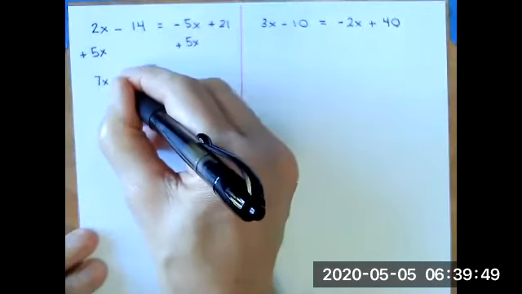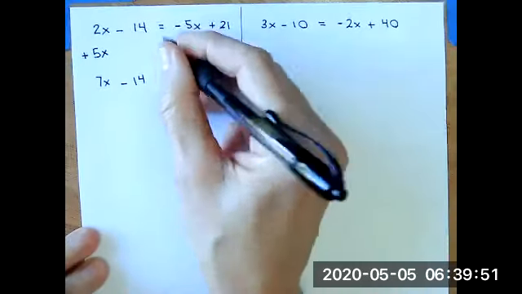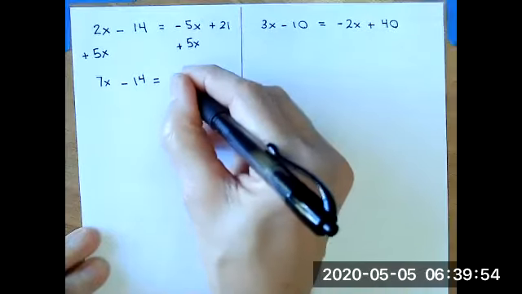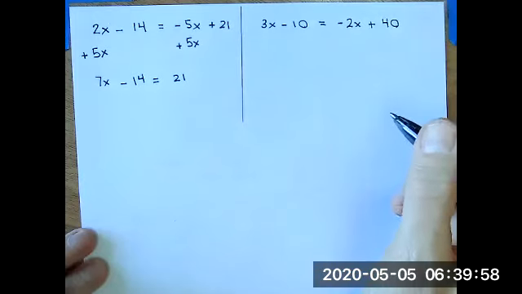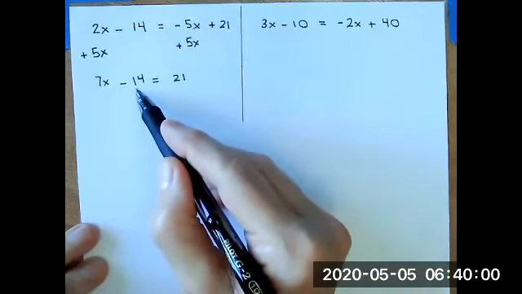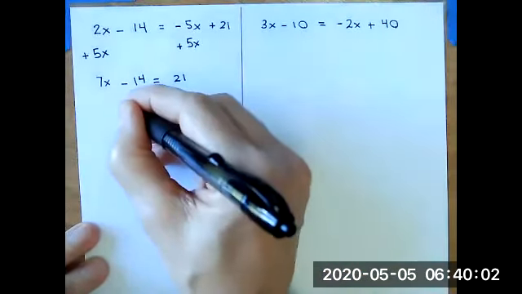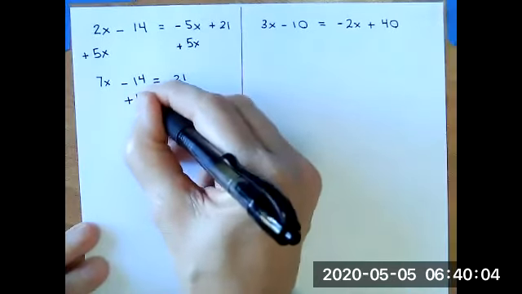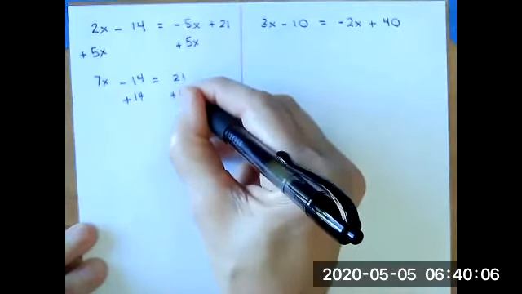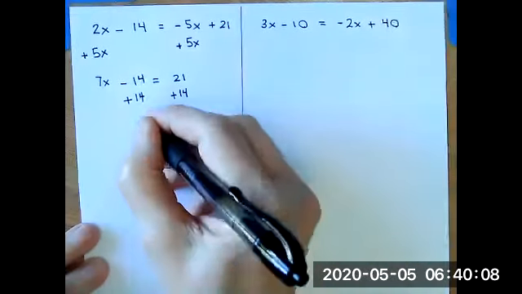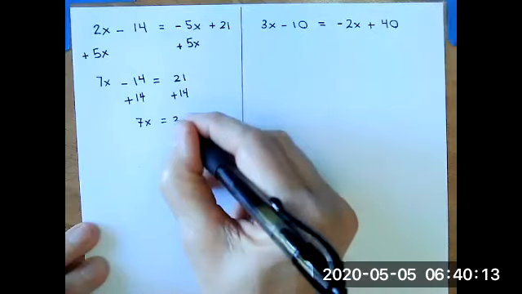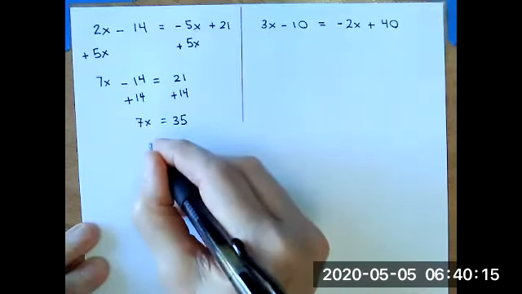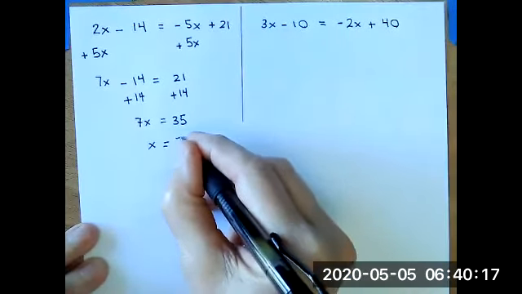Bring down negative 14 equals 21. And then I'm going to eliminate the negative 14 using its additive inverse. Plus 14 to both sides. I get 7x equals 35. X equals 5.